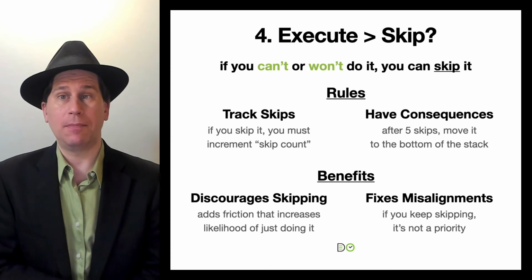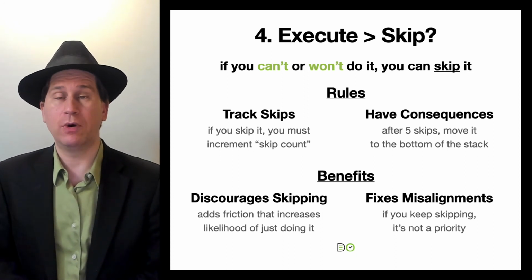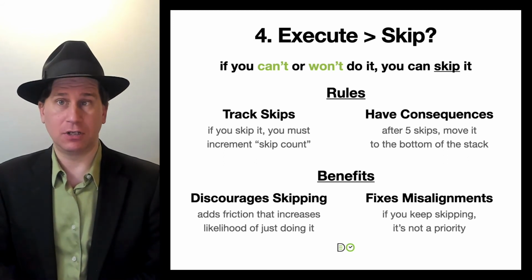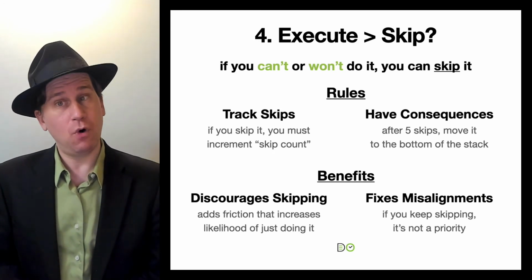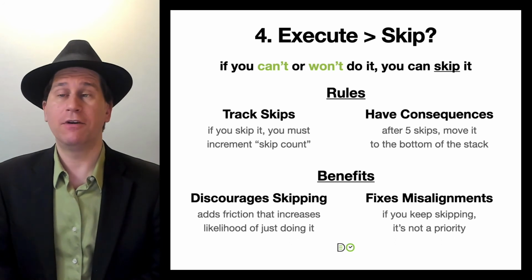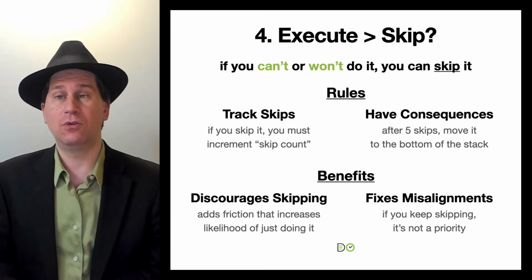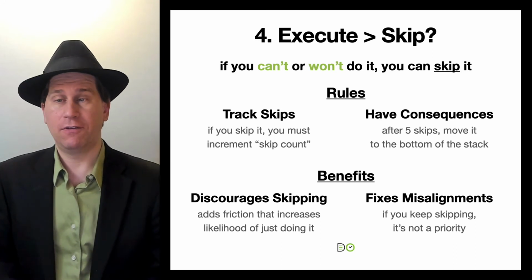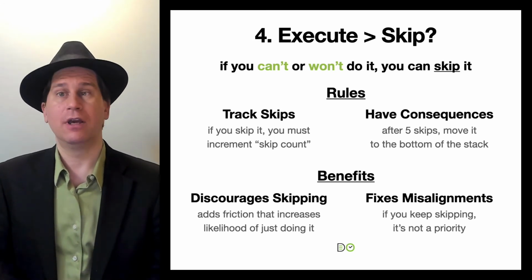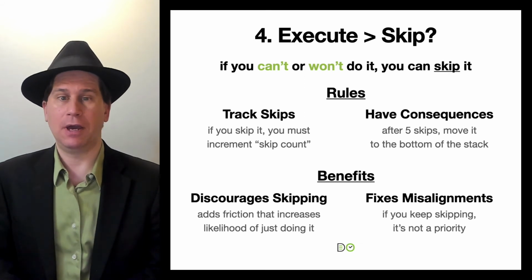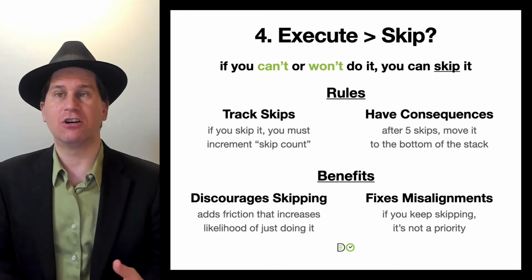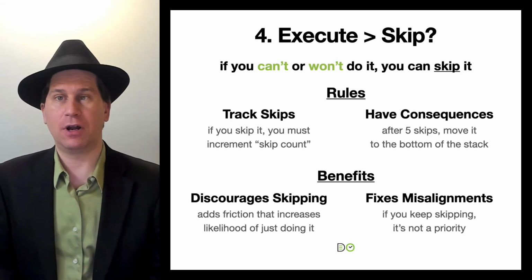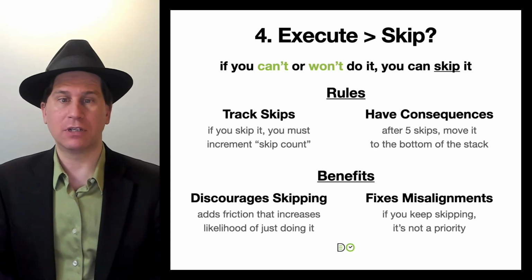The second thing to skip is if you can't or won't do it, you can skip it. Now, if you can't do it for some reason, you're free to just skip it without incrementing the skip count. But if you won't do it because you're not in the mood, and it's possible to do, then you have to increment the skip count. If it's a physical card, I recommend putting a little hash mark on it. If it's digital, add a skip count. The reason here is we want to discourage skipping. We want to add a little friction into the process to force you to work your way through the stack.